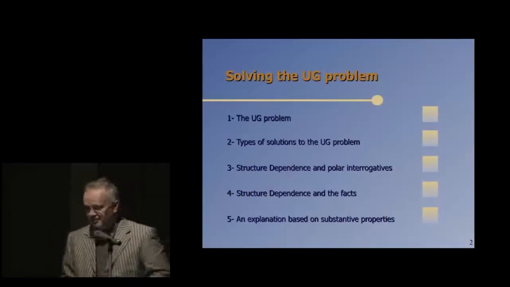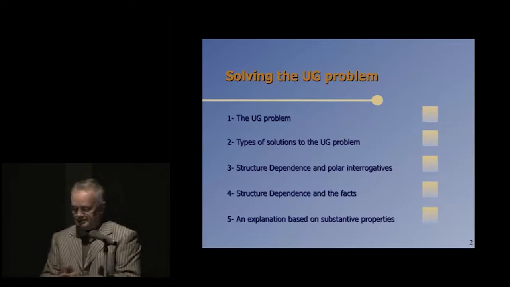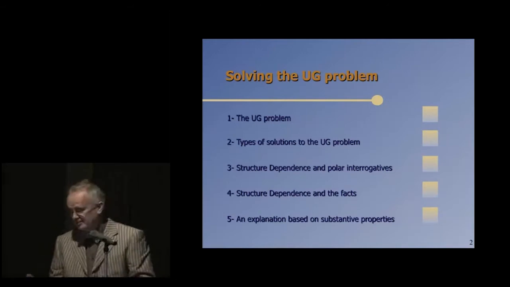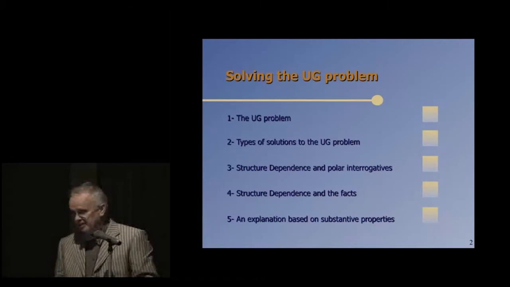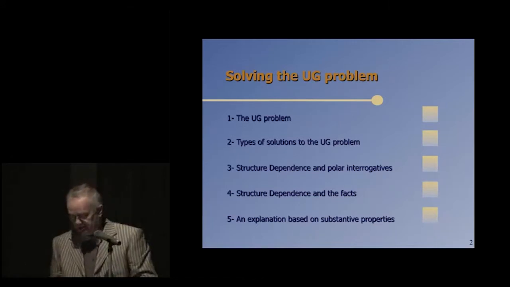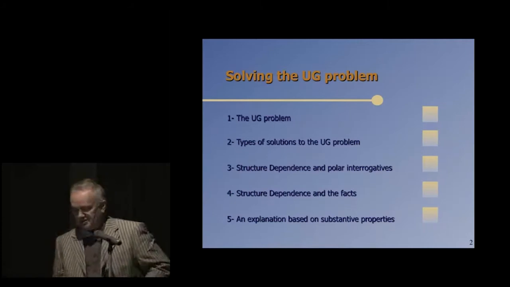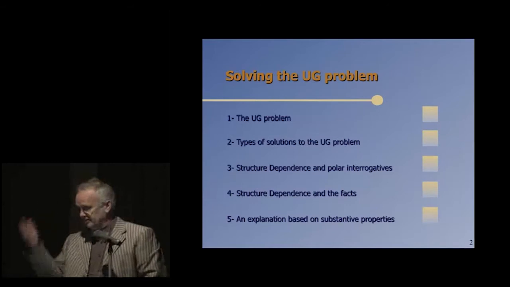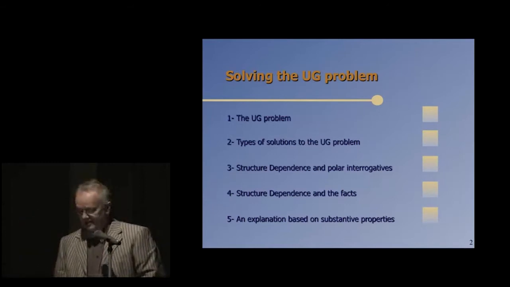The talk will have 5 parts. The first part will introduce what the UG problem is. Then I'll discuss a few types of solutions to this problem. And the third part will be looking at, let's say, the stellar example of what UG represents, and that is structure dependence and polar interrogatives, which has been going on for a good 50 years.